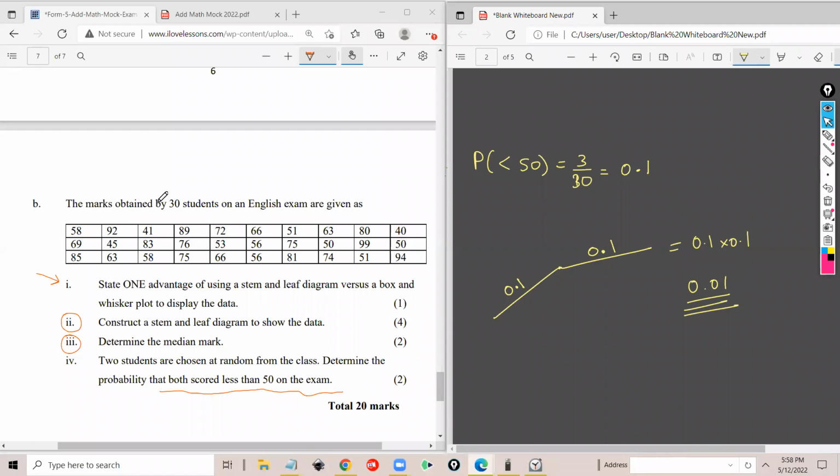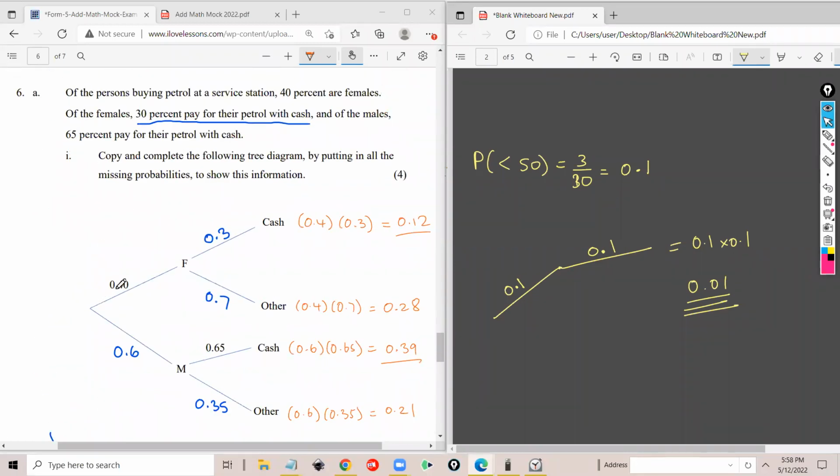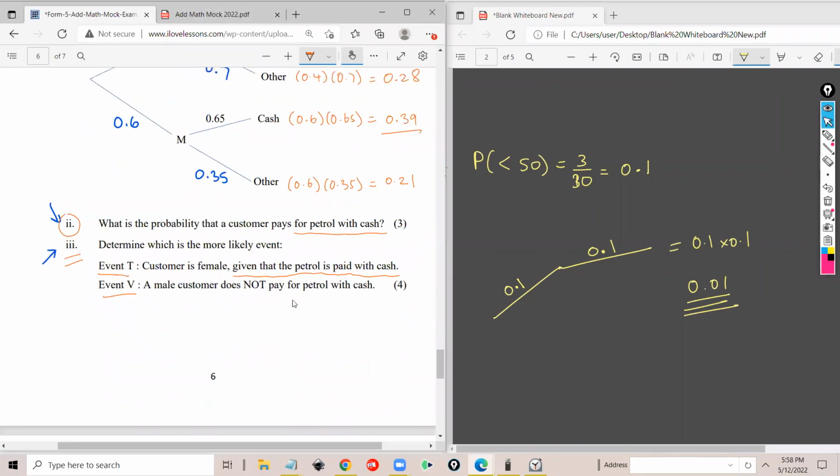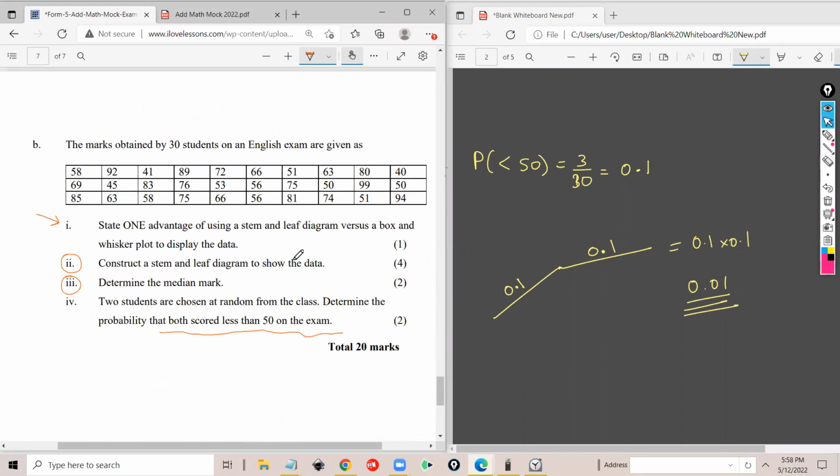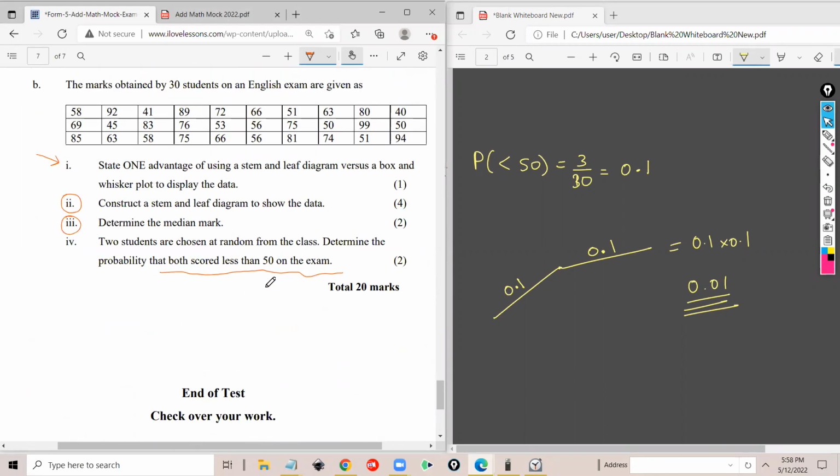Because it comes like, let's scroll up here now. Here's a 0.1 and here's another 0.1. What's the probability of both happening? The probability of both happening, you just have to multiply the probabilities, right? So the answer is 0.01.